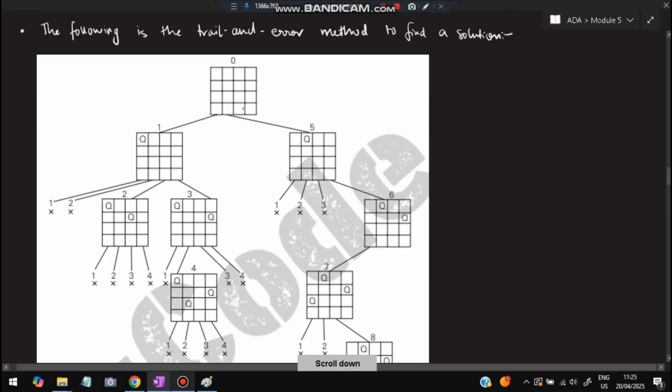And to solve it using the trial and error method, this is called the state space. State space, they can ask in the exam: make the state space for the N queens problem and explain the N queens problem. So initially there are no queens, this will be the grid.